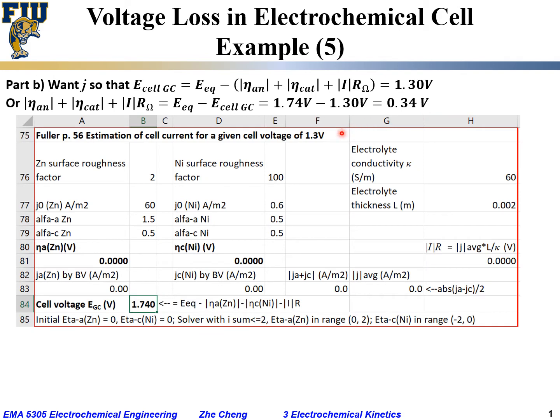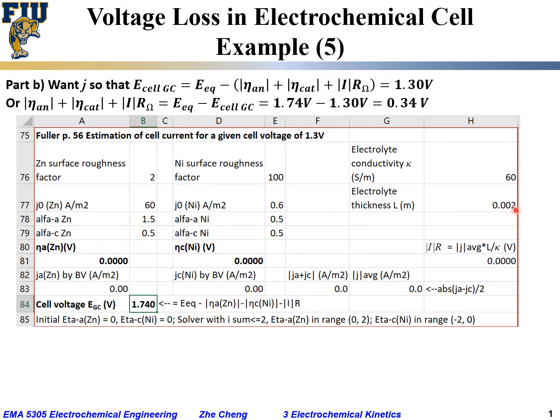Okay, so same as before, we can set it up still in Excel, and for the zinc electrode, we have the roughness factor, we have the exchange current density, transfer coefficient for anodic and for cathodic for the zinc half cell. Similarly for nickel roughness, nickel exchange current density, anodic cathodic transfer coefficient for nickel. And then in this case, we also add electrolyte conductivity kappa 60 Siemens per meter and electrolyte thickness in unit of meter, which is 0.002 meter or 2 millimeter.